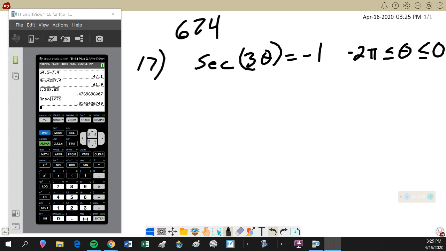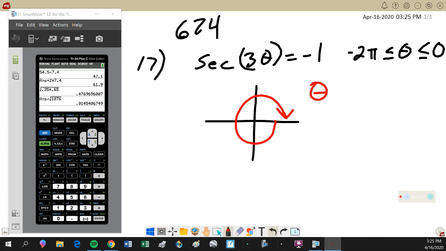So what is this asking? Well, it's saying if we look across the domain from -2 pi to 0, that means my angle theta is somewhere in that window. Could be in any quadrant, but it's a reverse rotation, anything within one reverse rotation of the standard position. And we want to know where the secant of 3 theta is equal to -1.